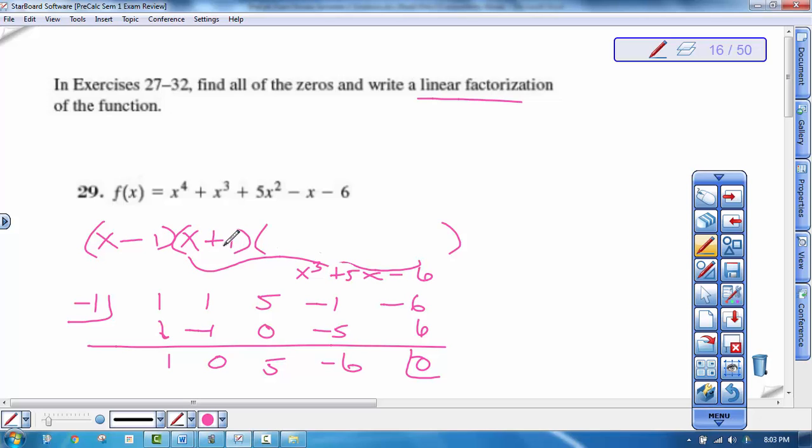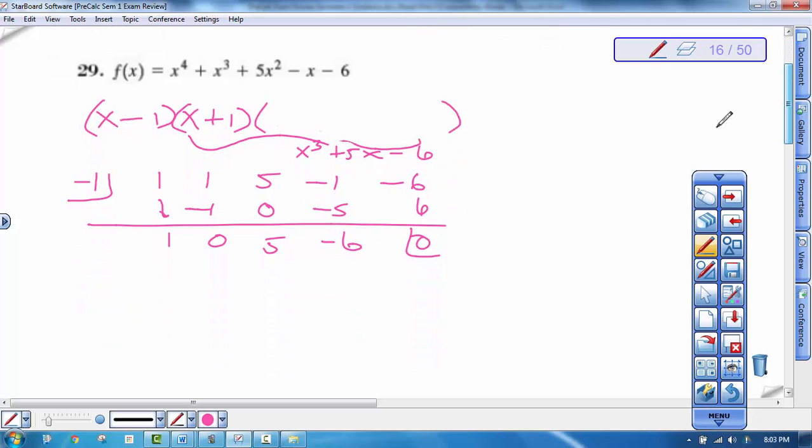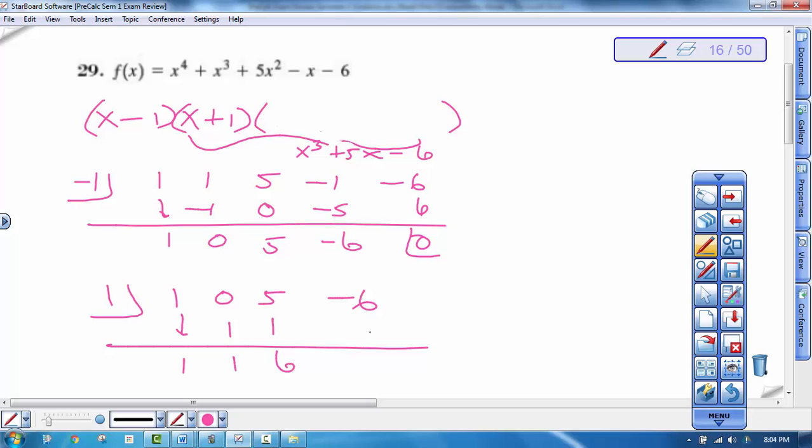Now I can divide this factor into it. So I can divide 1 into this polynomial, 1, 0, 5, -6. Drop down the 1, multiply, add, multiply, add, multiply, and you get no remainder. So what that means is this quadratic right here is x squared plus x plus 6.